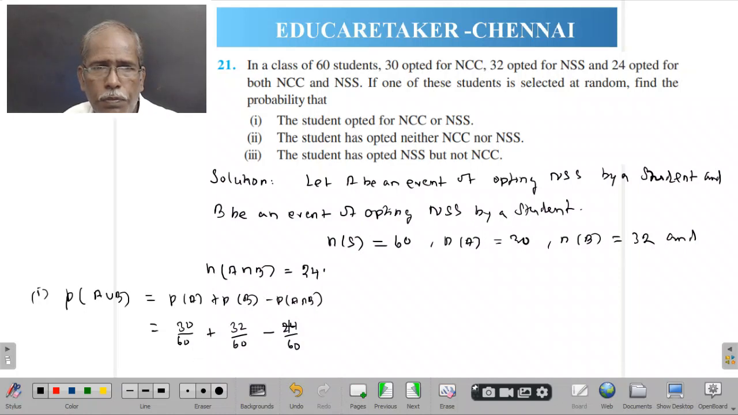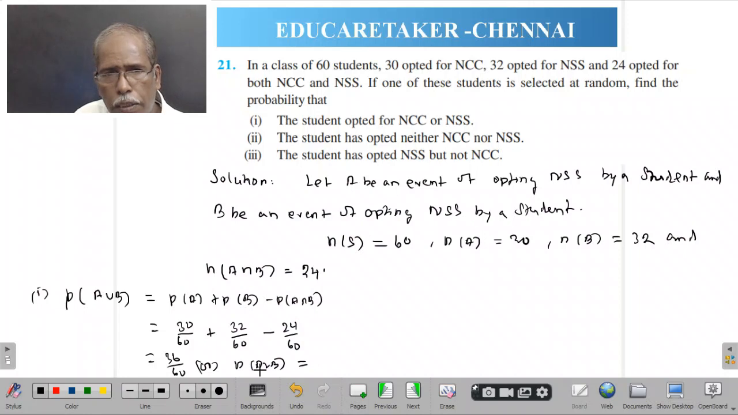So 30 minus 24 is 6, plus 32 is 38... so 38 out of 60 is P of A union B. After simplification, 6 by 10; if we simplify by 6, 6 into 6 is 36, 10, that is 3 by 5. This is subdivision 1. Now let us move to subdivision 2.